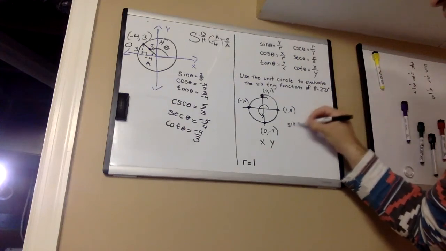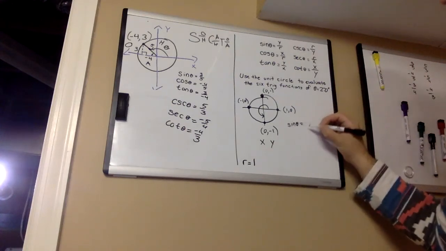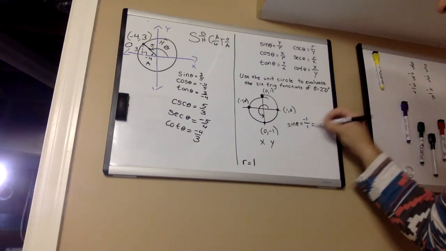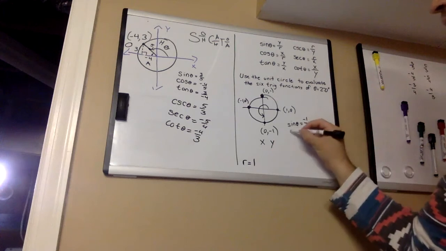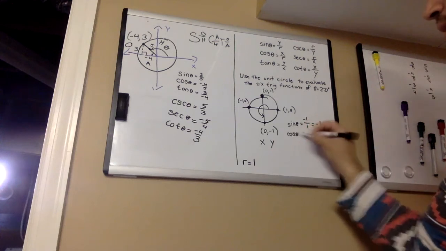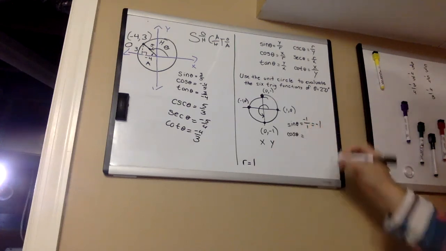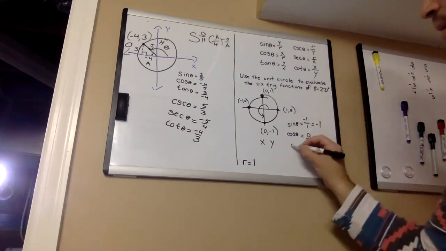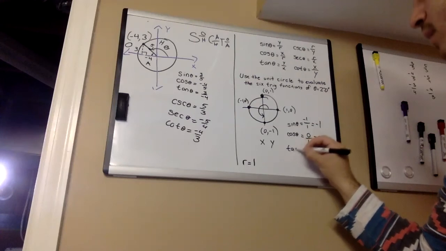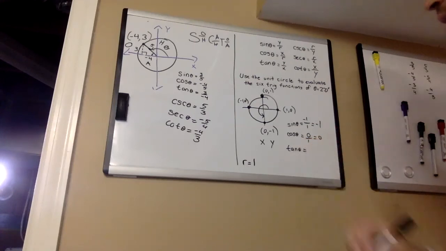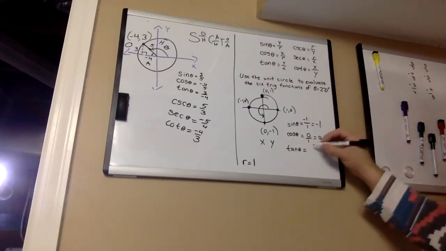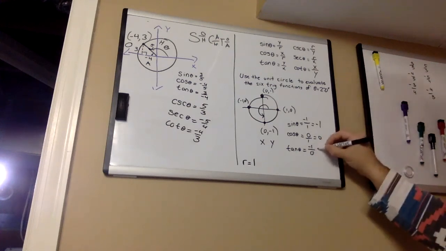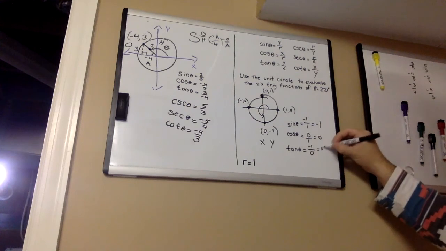So sine of theta is going to be y/r. My y is -1 over r, which is 1. So this is equal to -1. Cosine of theta is equal to x/r. So I got 0/1, which is equal to 0. Then I have tangent of theta is equal to y/x. So my y is -1, my x is 0. You can't have a denominator of 0, so this is going to be undefined.